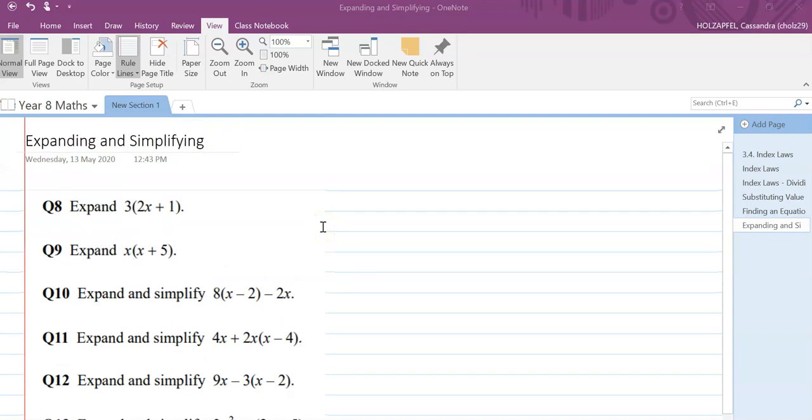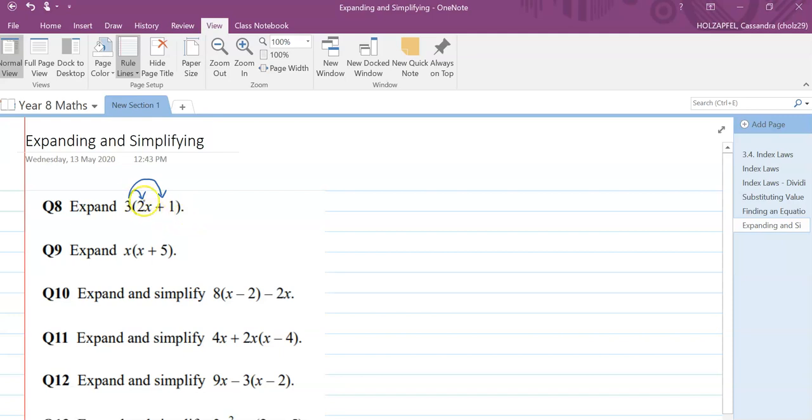Hi guys, welcome back. So today we're going to look at expanding and simplifying. This is called the distributive law because what we're going to do is distribute this value at the front here to each of the values that are in the bracket.